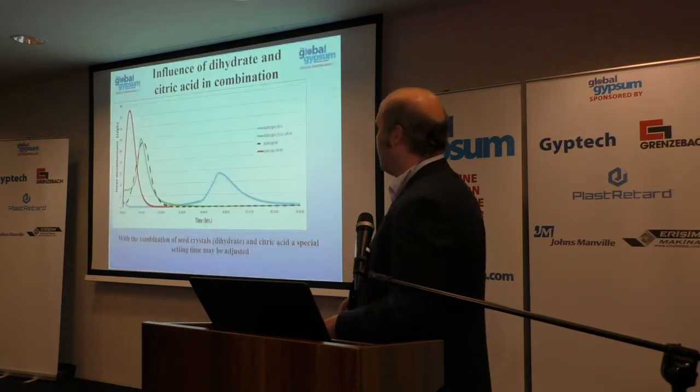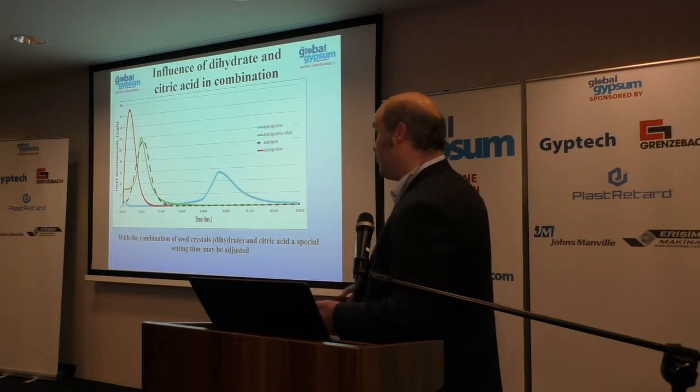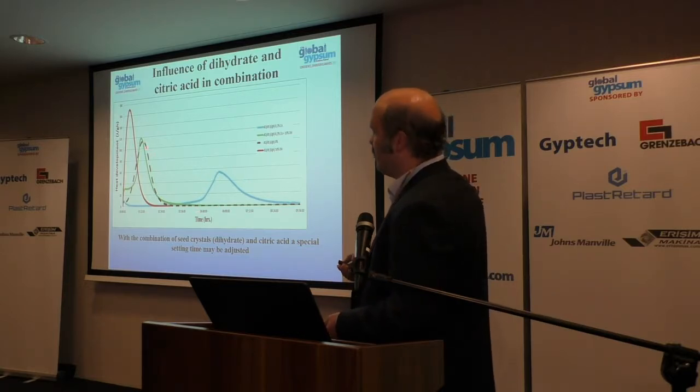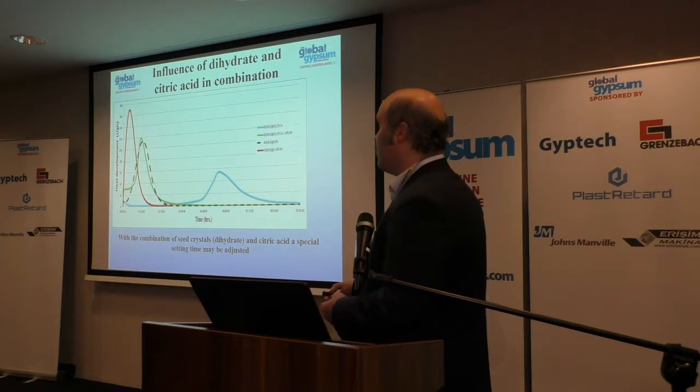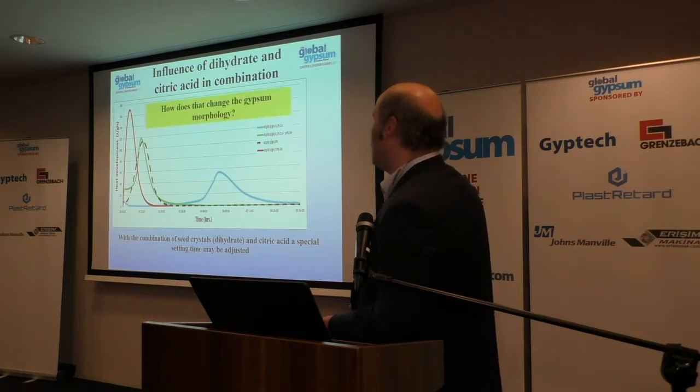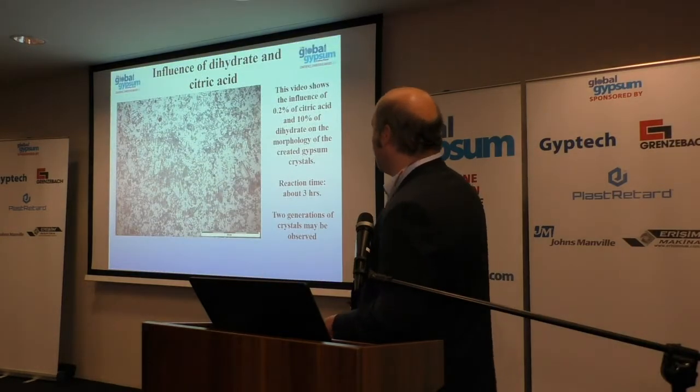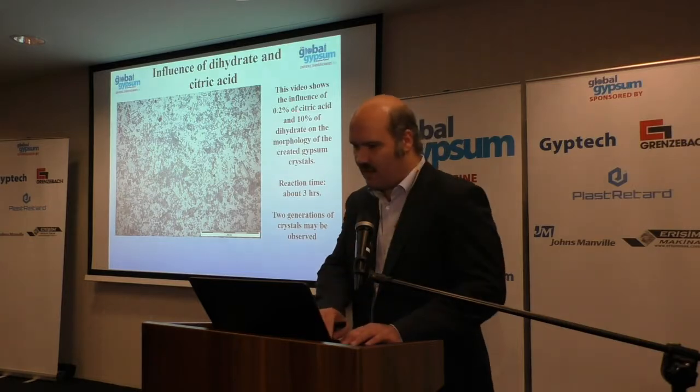If we have a mixture, which is typical, we have this made faster by dihydrate and slower by citric acid, we could end up with a material that has more or less the same hydration speed as the pure material, just by retarder and accelerator mixing. But what does that mean for our morphology? Let's have a look. Here we have the mixture of citric acid and dihydrate in one solution, and we will check what will happen.